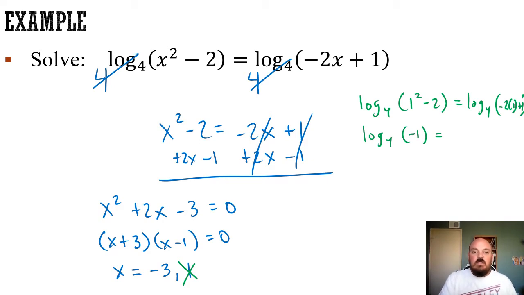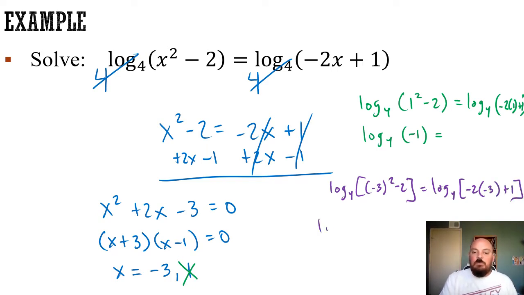So if I plug in the negative 3, I would have log base 4 of (-3) squared minus 2 equals log base 4 of -2 times -3 plus 1. And that would be log base 4 of positive 9 minus 2, which is 7. And on the other side, it would be positive 6 plus 1, which is also 7. That one works. Log base 4 of 7 equals log base 4 of 7.